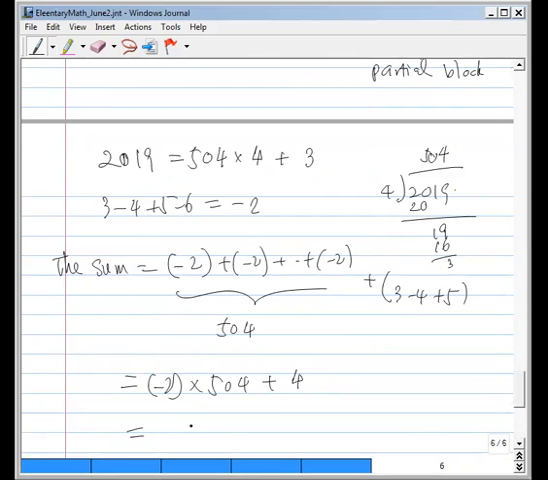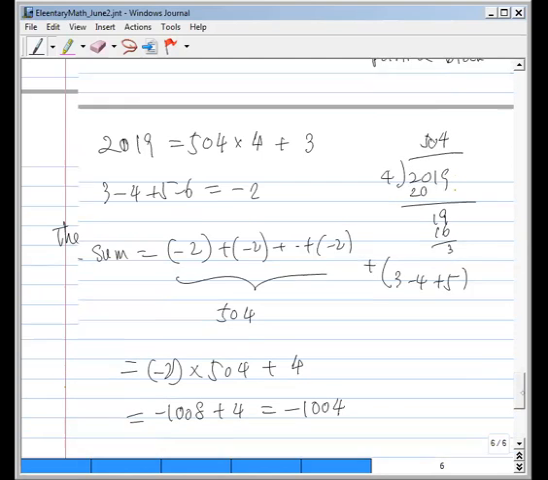You can use a calculator to do that by hand. So what you get here is -1008 plus 4, it's -1004. I don't know, how do you get 4028? Did you get it? William Ma, you got the same answer. Okay, good.